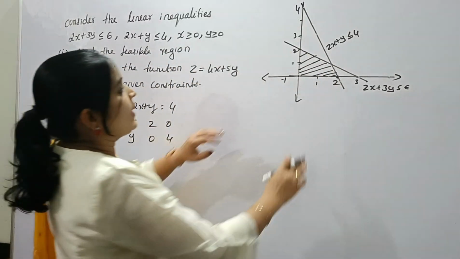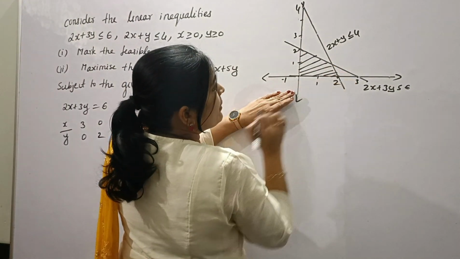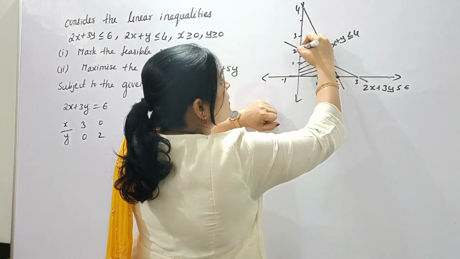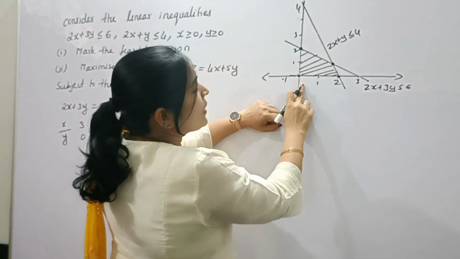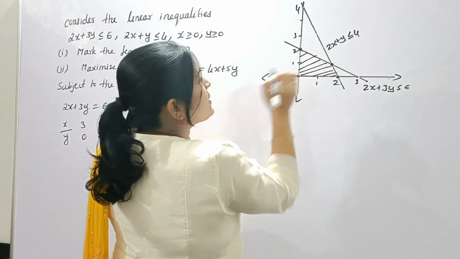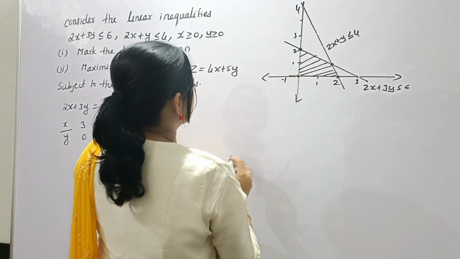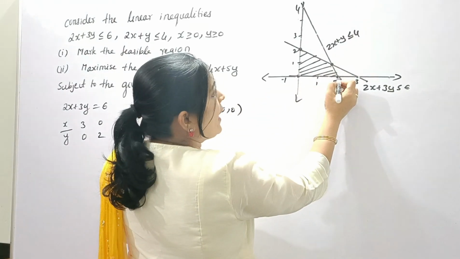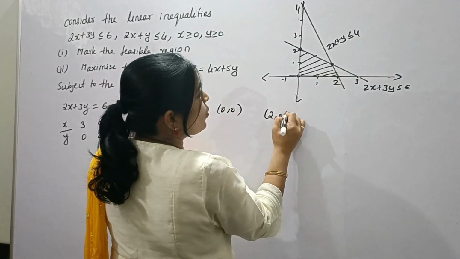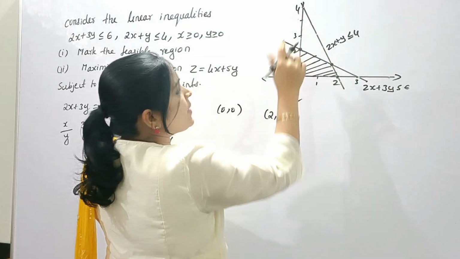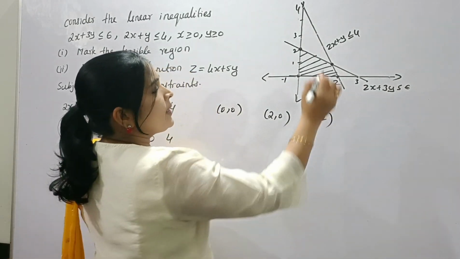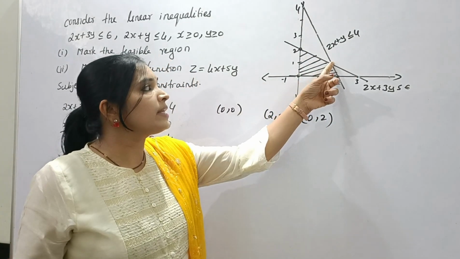So it is the feasible region where the solution is contained. See, this is the feasible region and these are the solutions. So let's find the points. It is 0, 0, and the point 2, 0, and the point 0, 2. Then this point, we have to find this point.